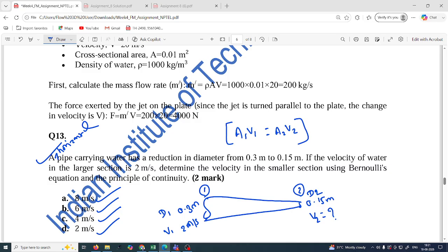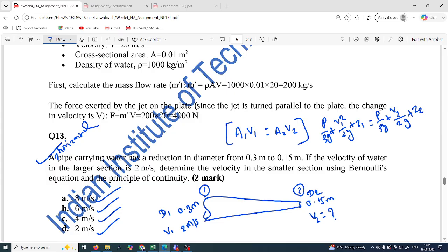So the Bernoulli equation is different, which is P1 by rho g plus V1 square by 2g plus Z1 is equal to P2 by rho g plus V2 square by 2g plus Z2. Both open in the atmosphere, it is also not given whether it is open in the atmosphere and where it is open. So again it is very difficult. For applying the Bernoulli equation, the information is insufficient.